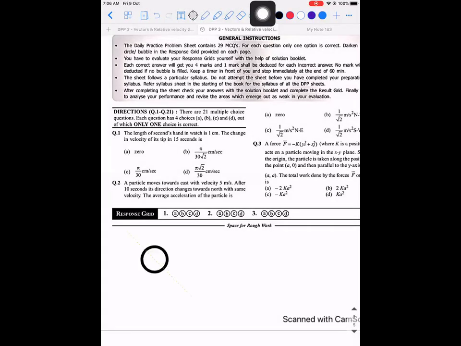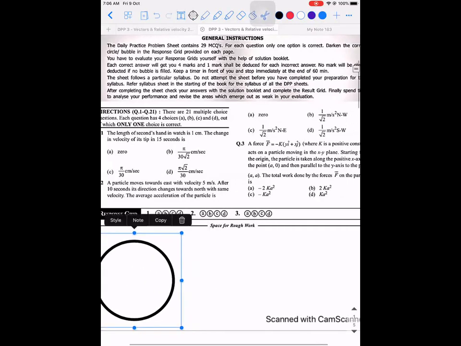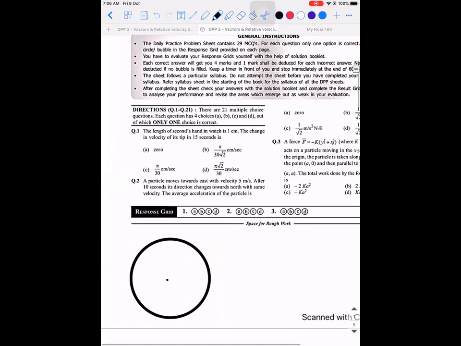So there is a clock, right? The length of the second's hand of this watch is 1 centimeter. The change in velocity of its tip in 15 seconds. So when the second hand is rotating, this is the tip of the second hand. The tip of the second hand will have its velocity in which direction? Can you guys tell me?